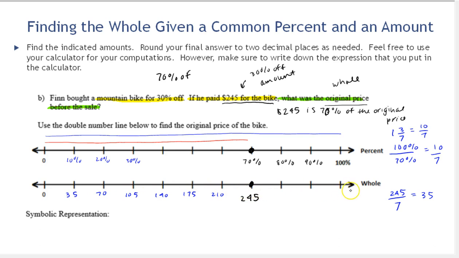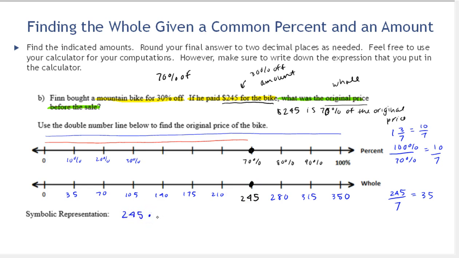Okay. Now I could keep going and I could find what the whole is. So now we have 280. Add 35 is 315. Add 35 is 350 more. Okay. Now again, we just did this process the long way. We reasoned through this. How could we do this symbolically? So remember what we did. We took our amount, 245.